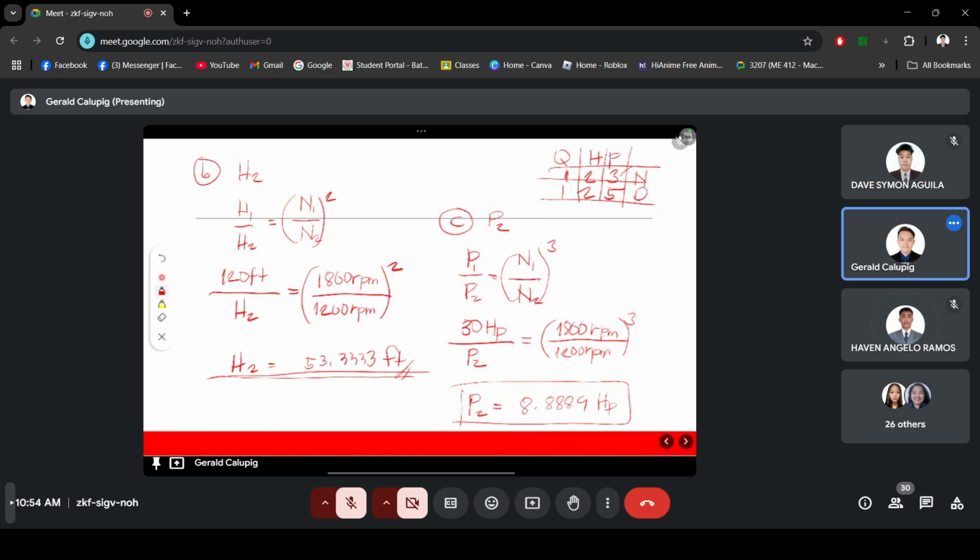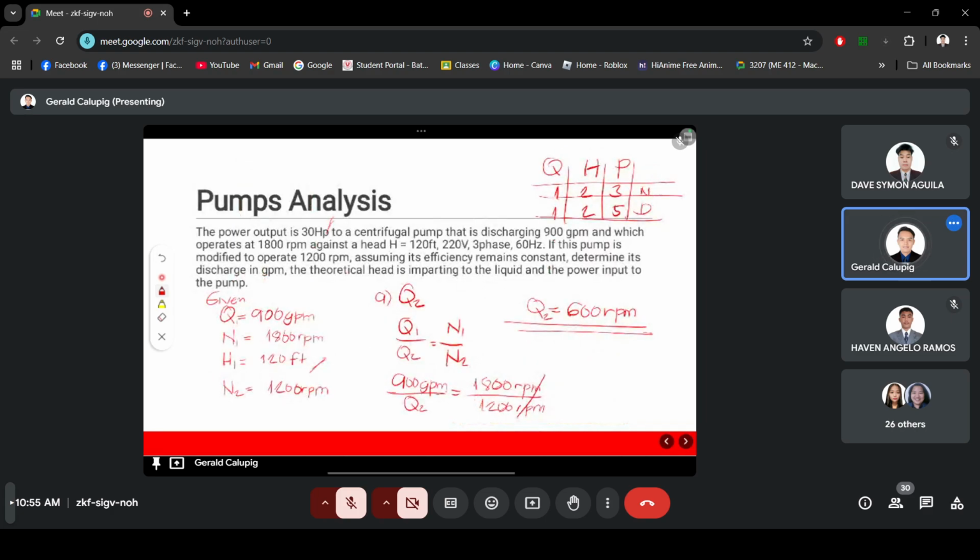Okay po, sir. Basta tandaan nyo lang yung table, no? D is the diameter and N is the speed, right? Okay. Since we don't have here the diameter, we can assume that it is constant. No? Okay.